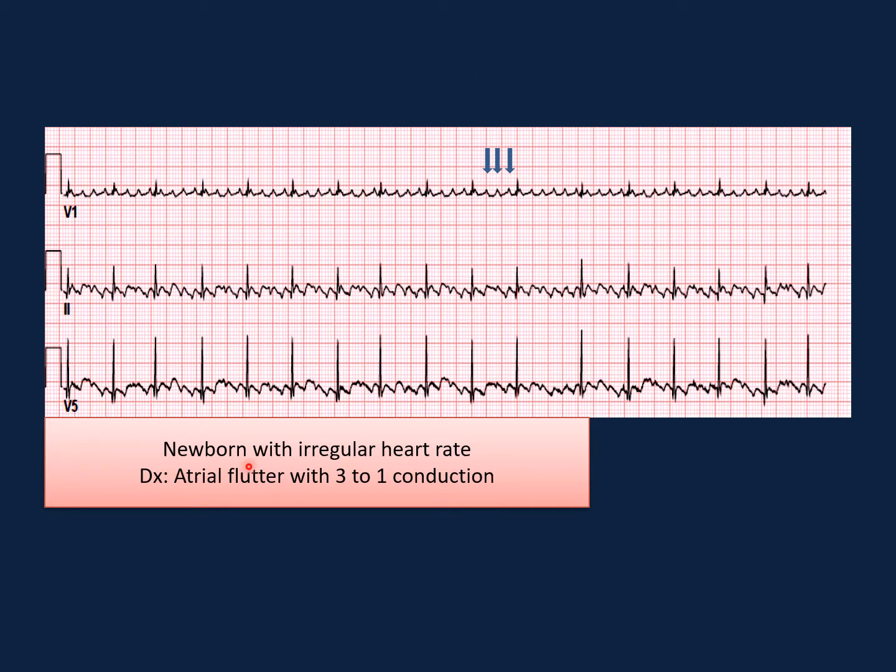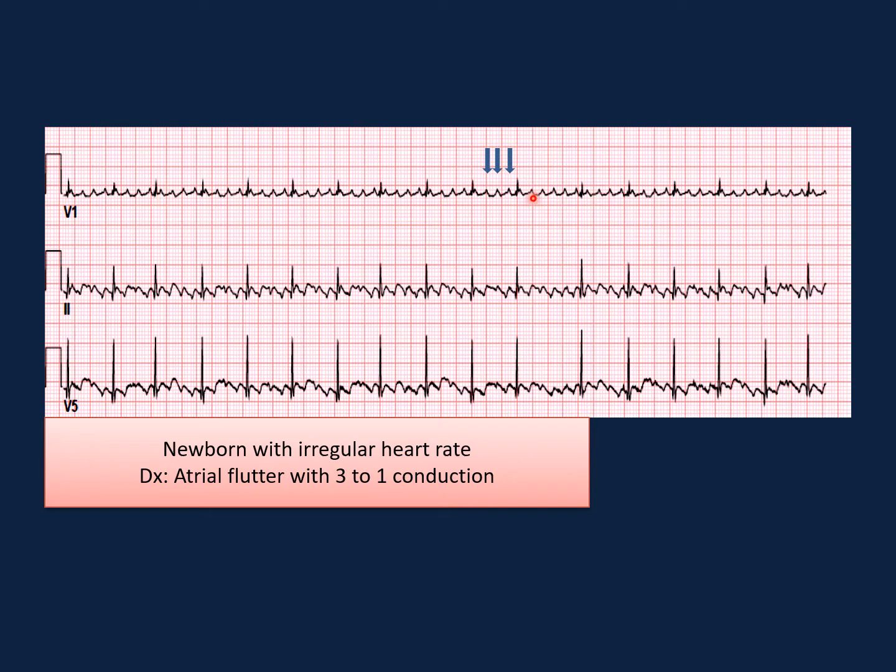This is an ECG for a newborn with irregular heart rate. First thing, we look at the rhythm. The rhythm here looks irregular. So in order to count the heart rate in an irregular rhythm, we need to count the R's, then multiply by 6. Why 6? Because here we have a 10 second ECG recording. So here we have 17 R's times 6 equals 102. So the approximate ventricular rate is 100.